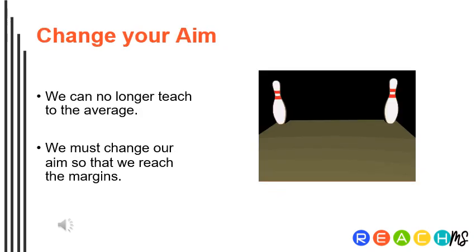Now that we know there's no such thing as an actual average student, and we know how much variability exists within our classroom, it doesn't really serve us to teach to the average. When we do that, we're only hitting about 68% of the class, and that's not really acceptable. We're missing a lot of students that way. We really have to change our aim so that we reach the margins more. In this video I've posted here, Shelley Moore again does a great job of explaining her perspective on a 7-10 bowling split and how that applies to the classroom.